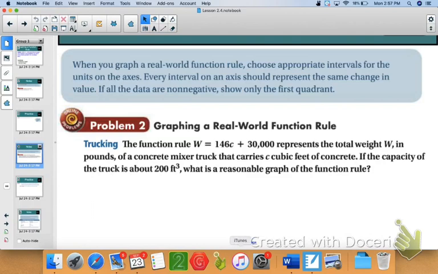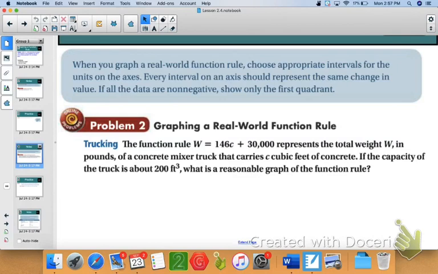We have this real-world problem here. It says when you graph a real-world function, choose appropriate intervals for the units on the axes. Every interval on the axis should represent the same change of value, so you're going by the same amount each time. If all the data are non-negative, only use the first quadrant. So if it doesn't make sense to have negative feet, we're not going to use all four quadrants, okay?